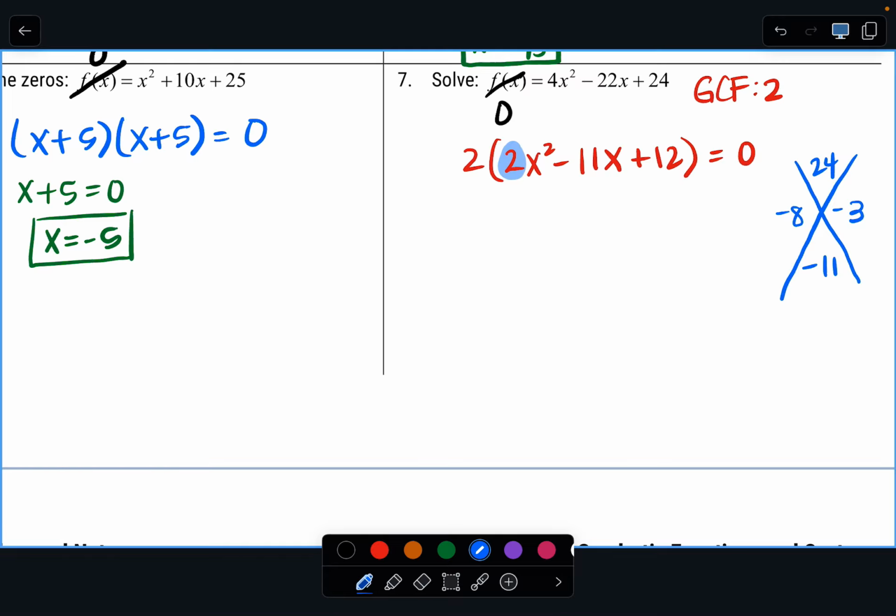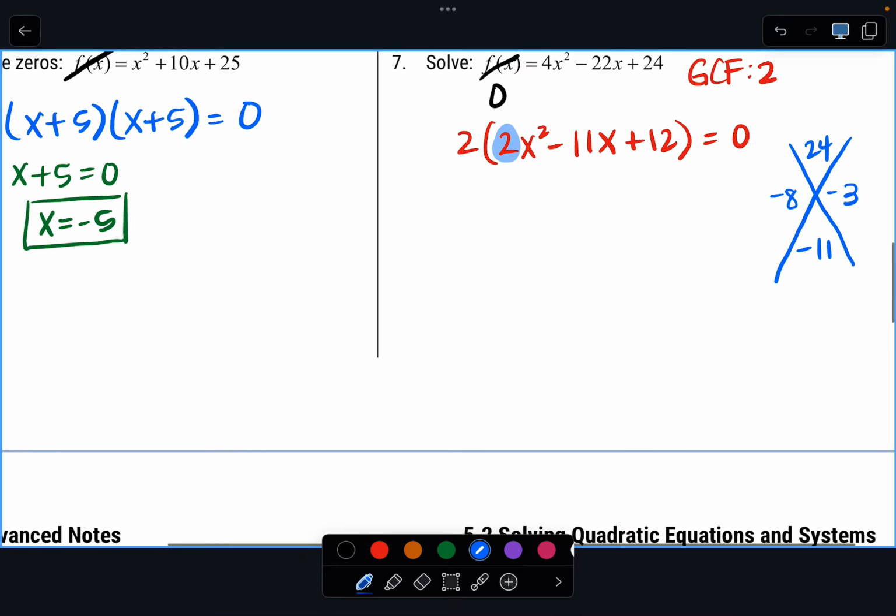If you're unsure, and I'm going to talk to my people who are like, yeah, I get it, but I don't. If you think that you're struggling with identifying your numbers, you can always make a chart of the things that multiply to make the number you're looking at. So like I can do 2 and 12, I can do 3 and 8, I can do 4 and 6. And then if you have them listed, sometimes it helps you to pick which numbers actually work together.